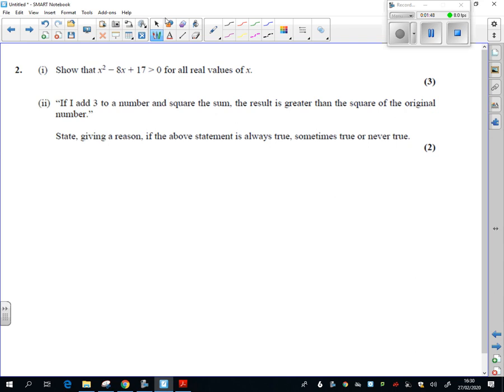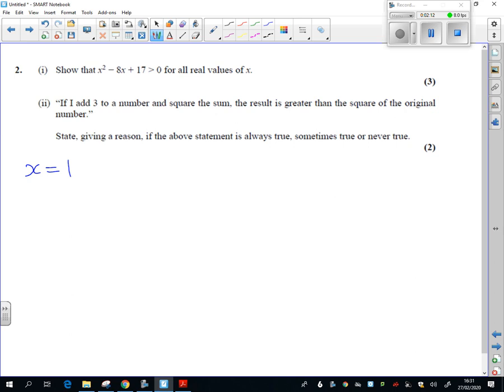Okay, and then part 2. Now, again, this one is probably a bit simpler, but you do need to be sure that you've actually written down everything that they've asked for. So if I add 3 to a number and square the sum, the result is greater than the square of the original number. So a good idea is just to try a couple of values to get the ball rolling. So let's see, what happens if x is 1? Let me start nice and simple.